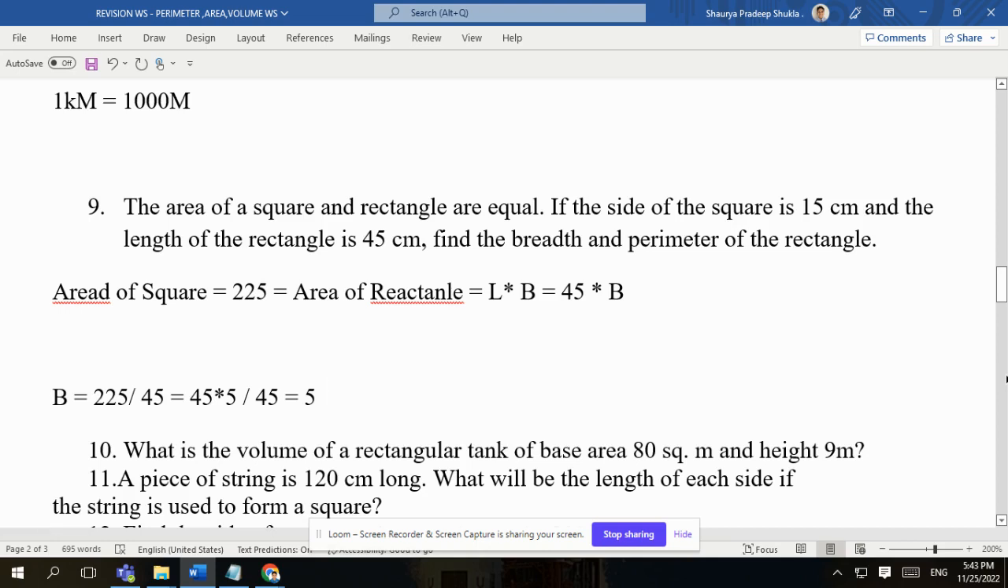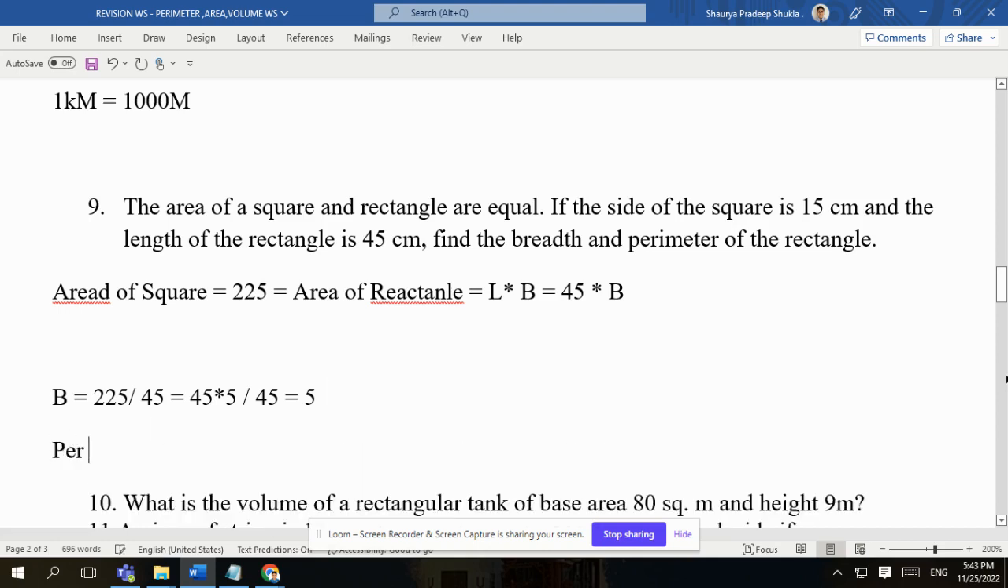Now, once you have got the breadth, you also need to find the perimeter. How to find the perimeter? That is equal to twice of L plus B. We know L and B right here: 45 centimeters and 5 centimeters. If we add those together, we get 50 centimeters. And 50 multiplied by 2 is 100. That is equal to 100 centimeters. Very good. So the answer for this is 100 centimeters. Very easy problem. Let's proceed further.